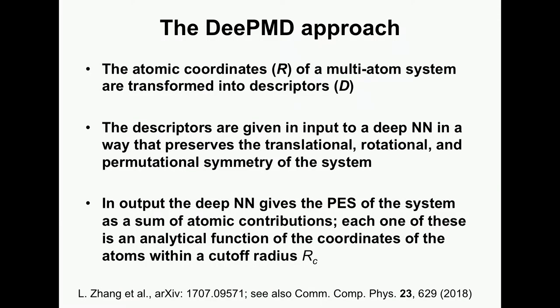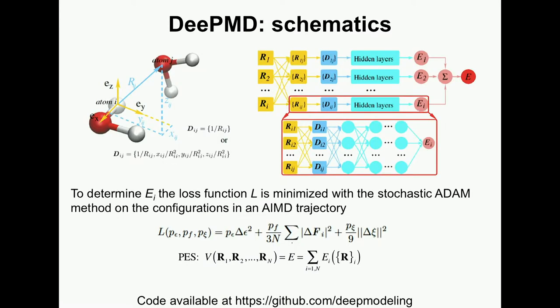Now, obviously, these atomic energies do not have a physical meaning, but their sum does, it is the potential energy of the system. And so there is a paper for that in the archive, and also a paper in this journal that described the general concept of the representation that we use. Now, essentially the representation that we use is indicated here.